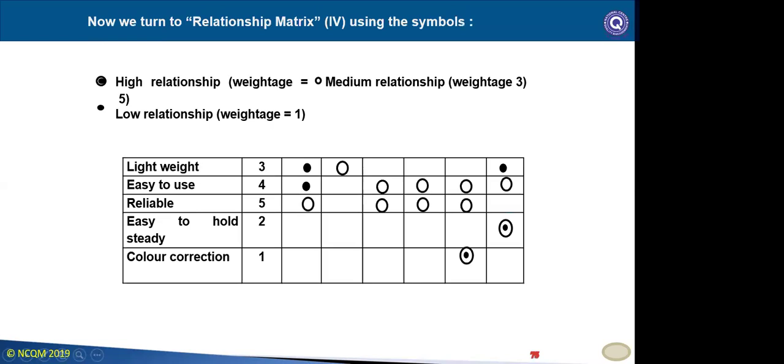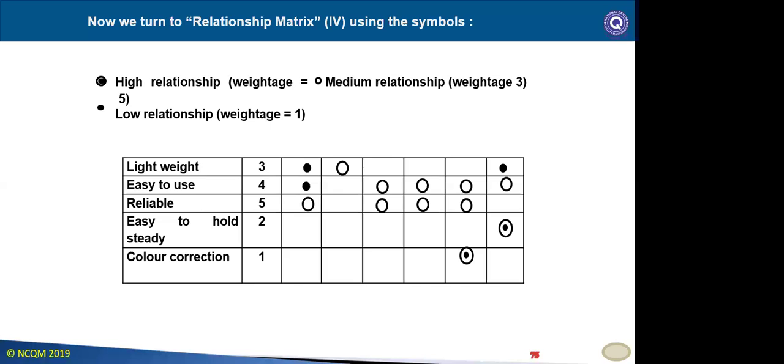All right. Now, this lightweight, easy to use, reliable, easy to hold, steady, and all that. How strongly they are related with the requirements is given here. So the double circle means they are very, very highly related. Then a circle is a medium relationship and a dot is a low relationship, and the weightage given is 5, 3 and 1.